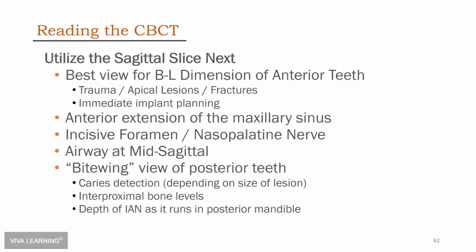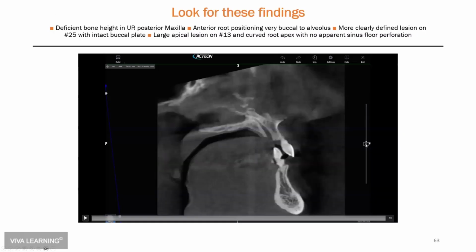If you're doing immediate implant planning, you'll see just how big the sinus goes as far as posterior, anterior. And if you're an airway doctor, this is the view you'll pause at the mid-sagittal and take a look at the epiglottis and the airway and all that kind of stuff. Okay, you also get a decent bite wing-esque view of the posterior teeth.